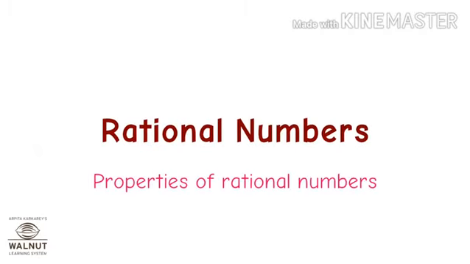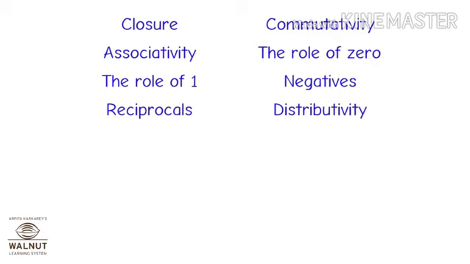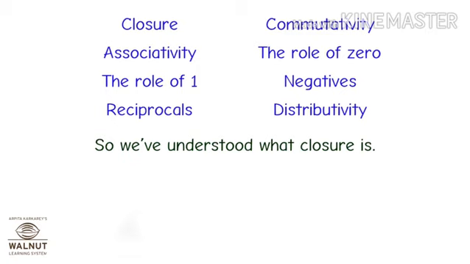Rational numbers. Properties of rational numbers: closure, commutativity, associativity, the role of 0, the role of 1, negatives, reciprocals, distributivity. So, we've understood what closure is.